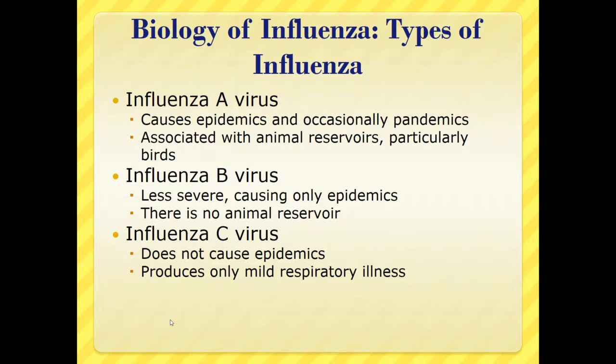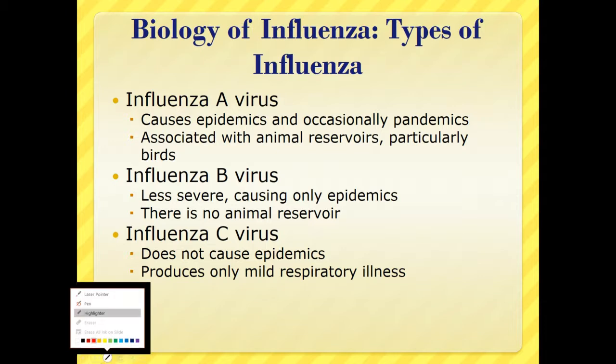Influenza A is the one that is responsible for the pandemics that we've had over the past 100 years. Reservoirs, particularly birds, a lot of times when we talk about the flu, it goes hand in hand with chickens and geese. With influenza B, it's a less severe type of flu. It's not going to cause pandemics, and there's no animal reservoir. And influenza C we rarely hear about because it's very similar to a cold, doesn't spread like the influenza A or influenza B viruses to cause epidemics.